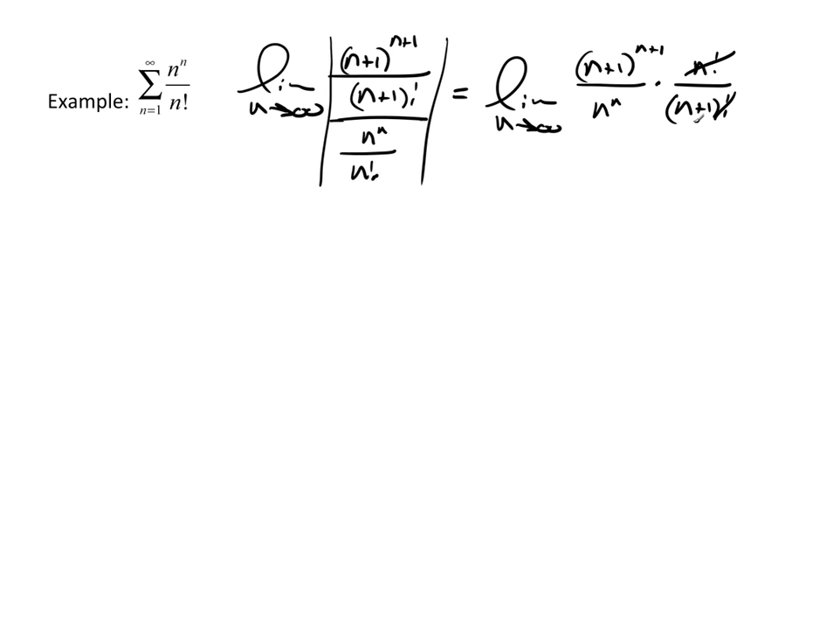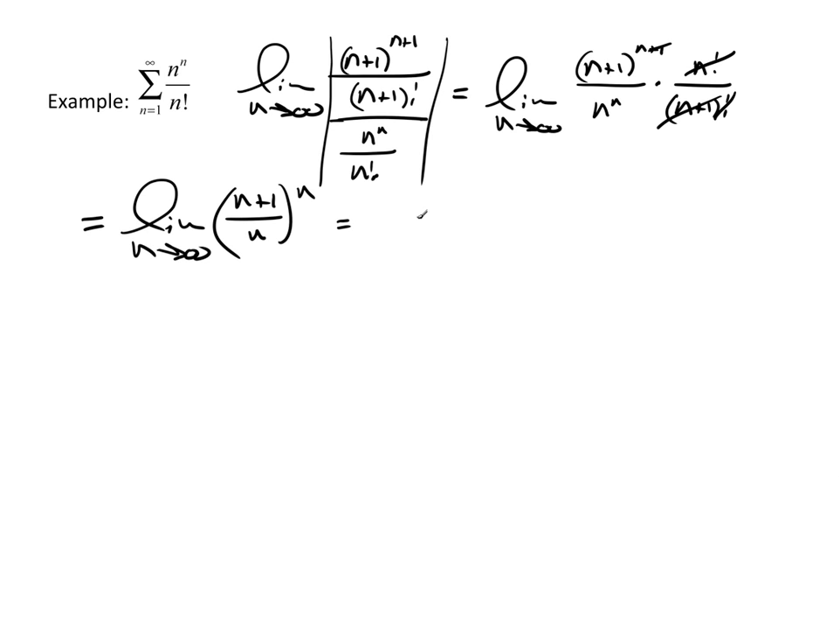So now I have 1 over n plus 1. Well, 1 over n plus 1 will cancel with one of these, so this will just be (n plus 1) to the n. Well, that's kind of cool, because now what I end up with is the limit as n goes to infinity of (n plus 1) over n, both of these raised to the n.